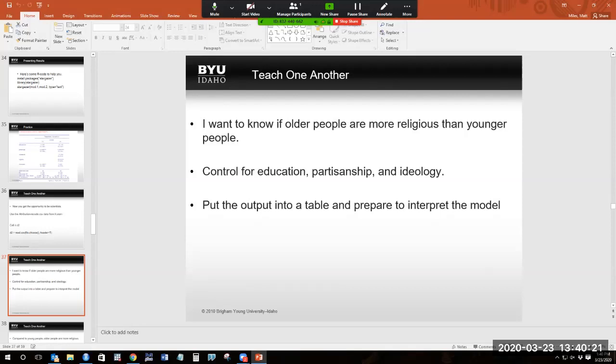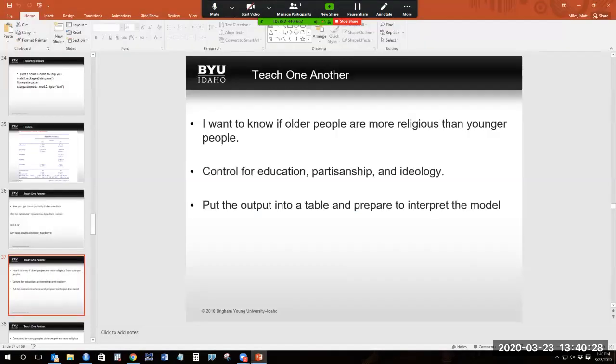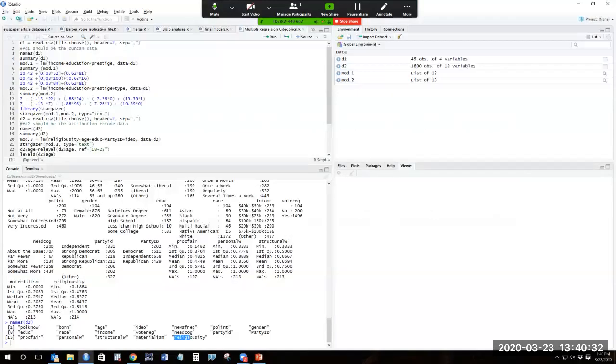So my dependent variable is going to be religious something. So there it is. That's my dependent variable. And I can control for education, partisanship, and ideology. So in here I see education, ideology, and partisanship. Let's use that one.